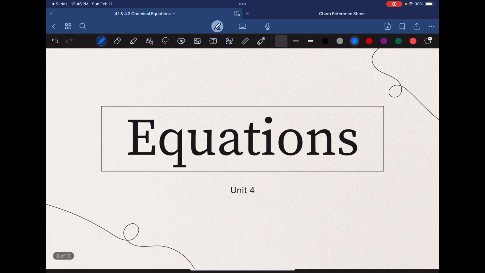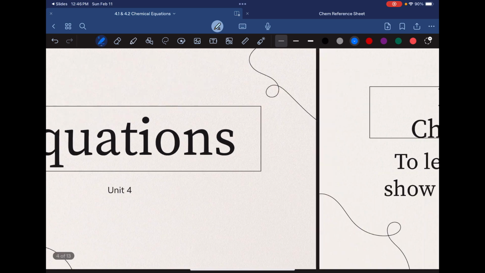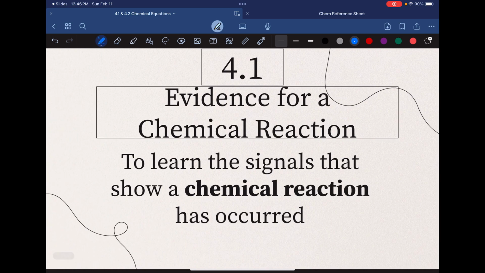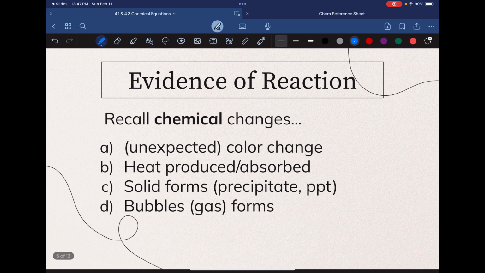Now, we're finally in equations, so we're entering a new unit. It's Unit 4. 4.1, evidence for a chemical reaction, and you're going to learn the signals that show a chemical reaction has occurred. Here are some things that help us remember how a chemical change has happened. So recall that chemical changes have an unexpected color change. Heat is produced or absorbed. A solid forms, which is called a precipitate. If we're getting really lazy and trying to note it during our labs, you can write PPT. And bubbles form, which is gas. And that's all of 4.1.